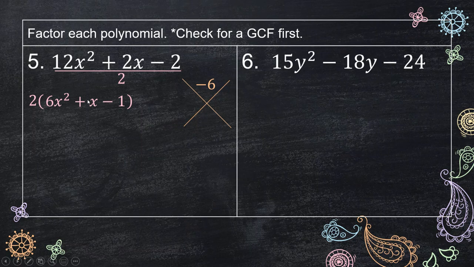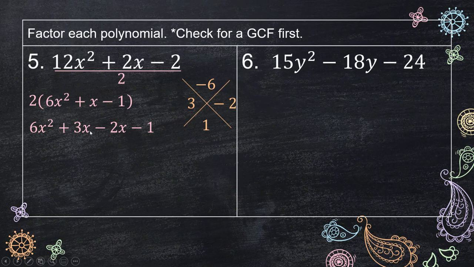There's an understood 1 in front of this x. So put 1 at the bottom, and ask myself what multiplies to negative 6 and adds to positive 1. And that would be 3 and negative 2. So that's how I split up the x term into plus 3x minus 2x, and then factor by grouping.